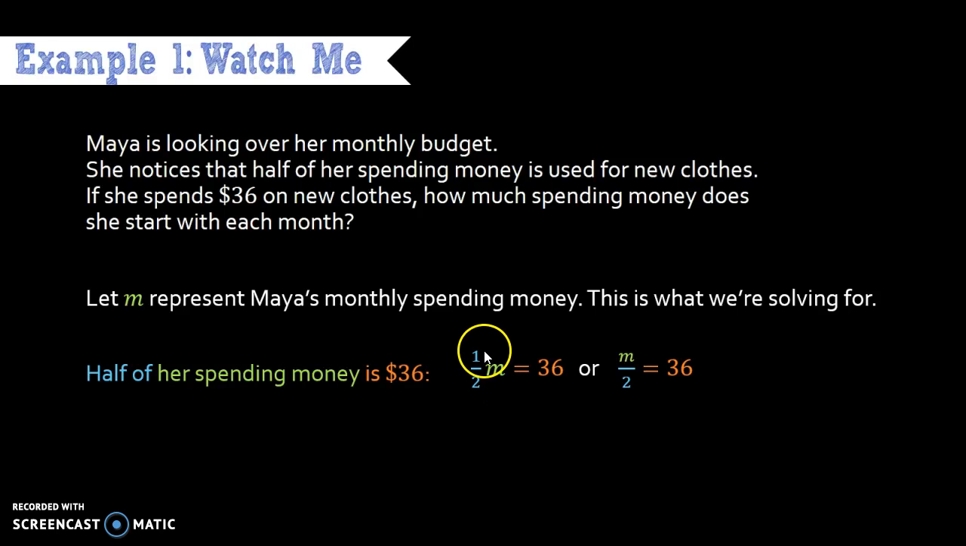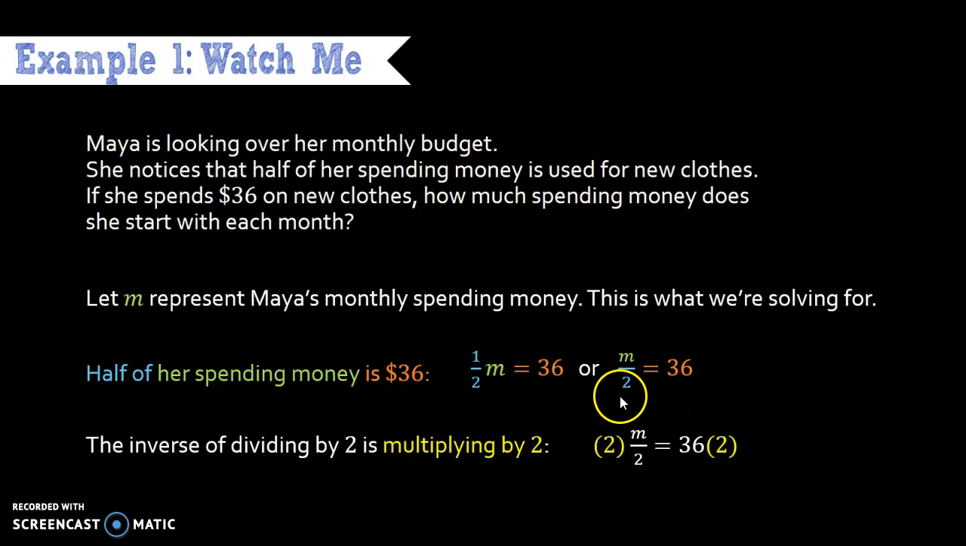You can write 1/2 as a coefficient, or you can recognize that a fraction tells you to divide. So I'm really just taking her money and dividing by 2. Taking half of something is the same thing as dividing it by 2. The opposite of dividing by 2 would be to multiply by 2. The fraction tells us we're dividing by 2. To undo that, we multiply both sides by a whole number 2. So I know that M, her spending money, is $72.